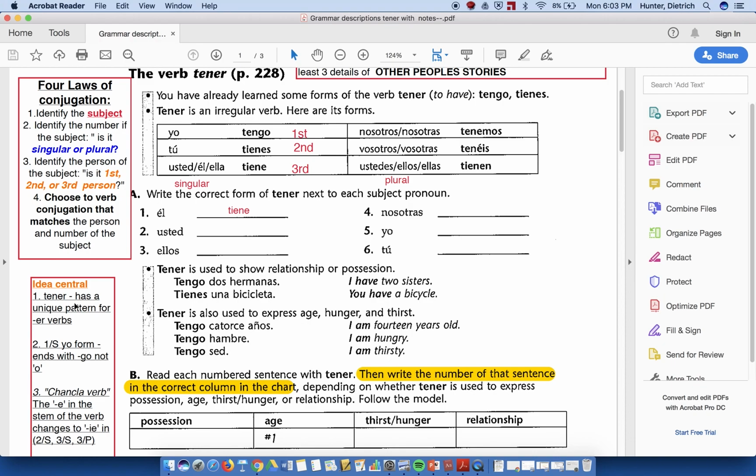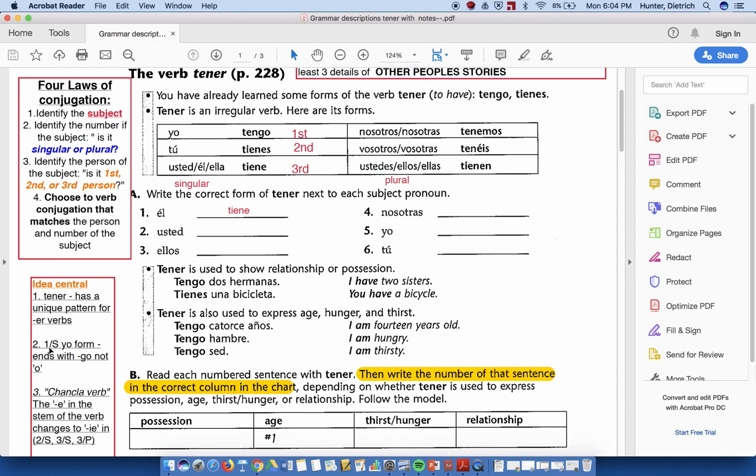La idea central de tener. Tener has a unique pattern for ER verbs. This is what it means when it says here in the title, tener is an irregular verb. Here are its forms. Tengo, tienes, tiene. Tenemos, tenéis, tienen. Otra vez, tengo, repite, tienes y tiene. También tenemos, tenéis y tienen.